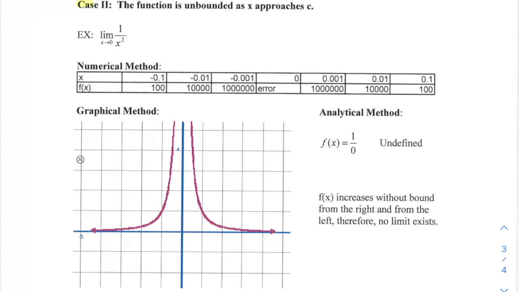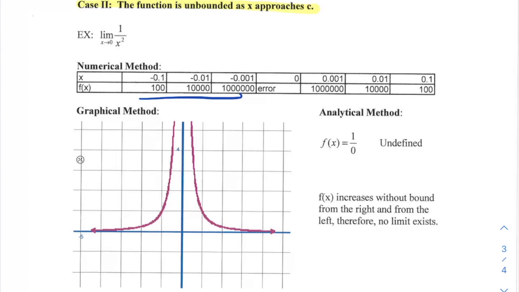So now let's look at case 2. The function is unbounded as x approaches c. Okay, so for this particular example, we're looking at the graph of 1 over x squared, and we're looking at 0 again, because 0 is a very common problem for a lot of functions. So again, from the graph, it's pretty clear to see that this is going up to infinity from the left and from the right, and so we are not approaching a finite value. The limit is not going to exist. But numerically, how are we going to be able to see this?